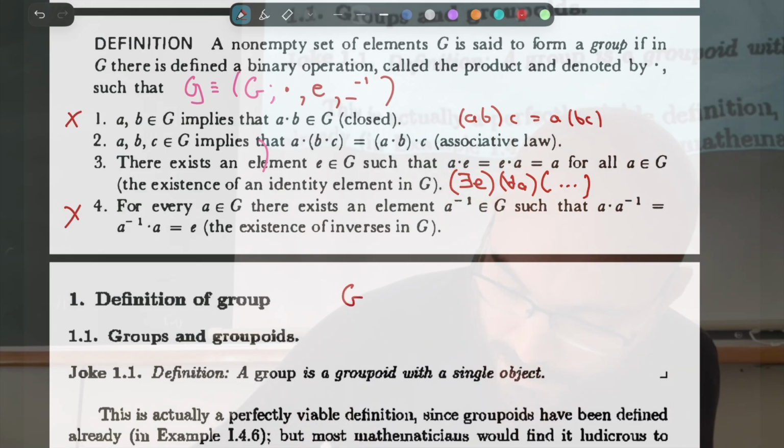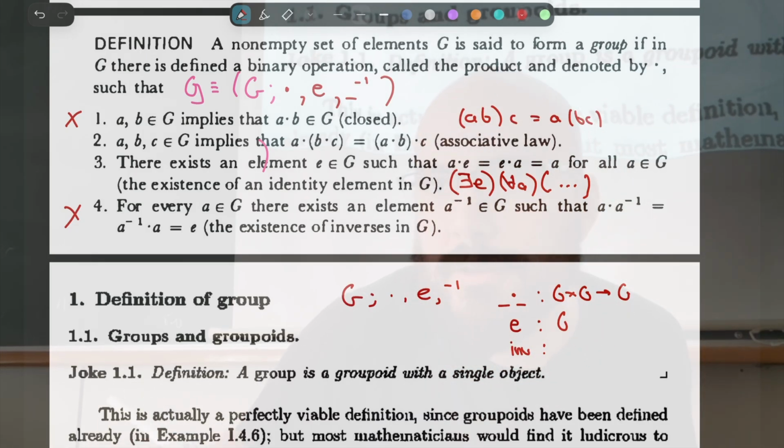But okay, let's see. Now, part of my data is all these guys. I know the types of these guys, so this operation is G cross G to G. The type of E is G. And the type of inv, or -1, however you want to call it, is from G to G. Okay? So you have a carrier set together with operations, not relations, operations. And now you have the chances of having the right to call this an algebra. If you write it like that, you will not yet have the right to say that.